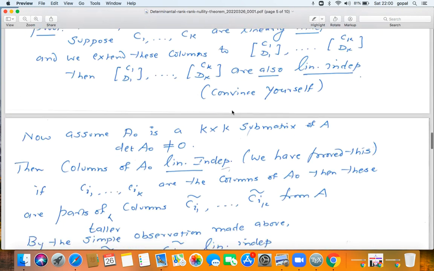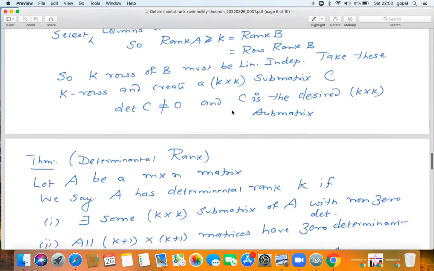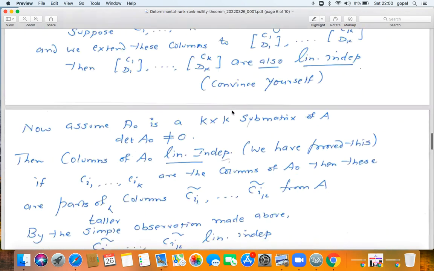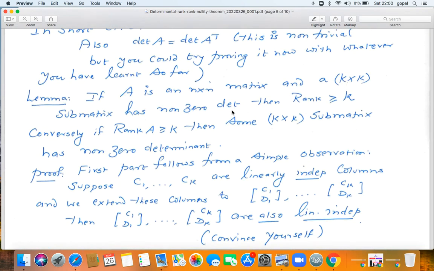Let us go to the next. Now, how do I use this lemma? Let us think about this. I'm giving you an M cross N matrix A, and I'm going to say that the rank of A is exactly K.